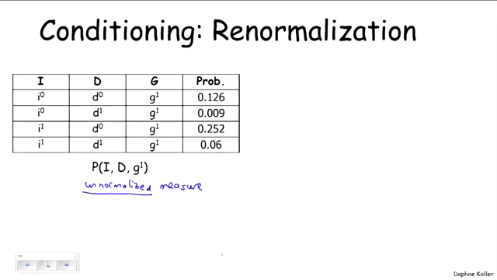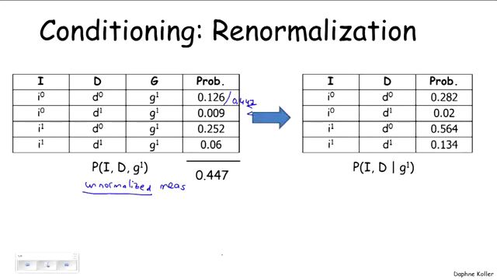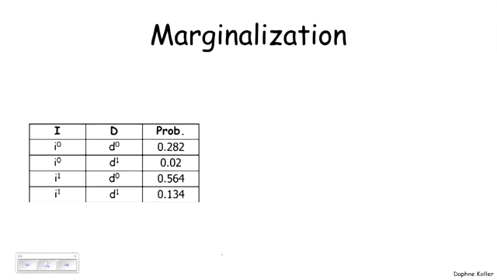So this unnormalized measure, if we want to turn it into a probability distribution, the obvious thing to do is to normalize it. And so what we're going to do is take all of these entries, sum them up, and that's going to give us a number, which in this case is 0.447. And we can now divide each of these by 0.447, and that's going to give us a normalized distribution, which in this case corresponds to the probability of I, D given G1. So that's a way of taking an unnormalized measure and turning it into a normalized probability distribution. We'll see that this operation is one of the more important ones that we use throughout the course.